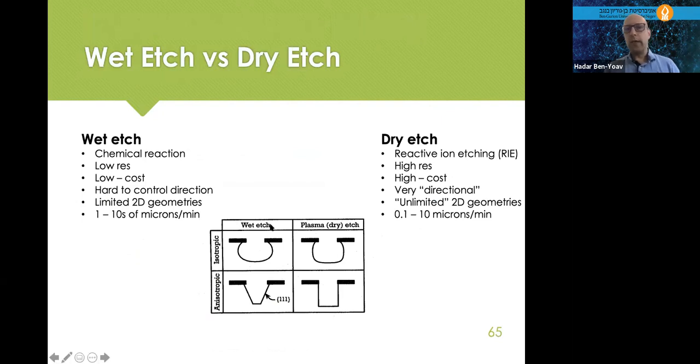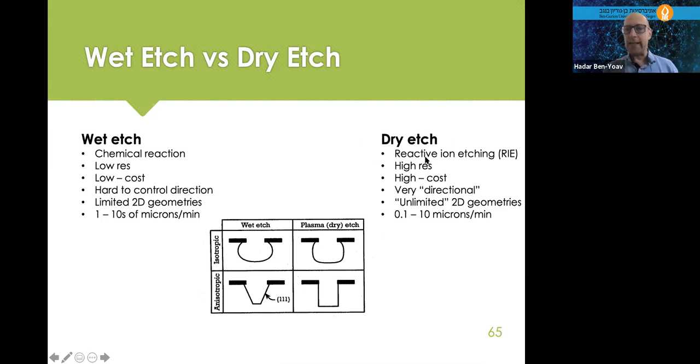Okay, so wet etching versus dry etching. Wet etching, usually it's a chemical reaction, right? We put it in solution, it has a low resolution, it's low cost. You actually can reuse the solution to etch other cycles. It's very hard to control direction, so usually we have isotropic etchings, and usually very, very slow. So it's about 1 to 10 microns of layers per minute. So it's very fast.